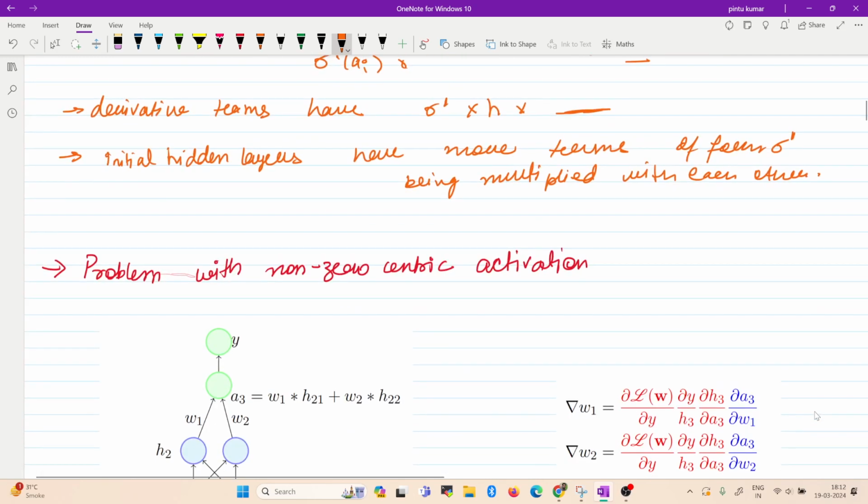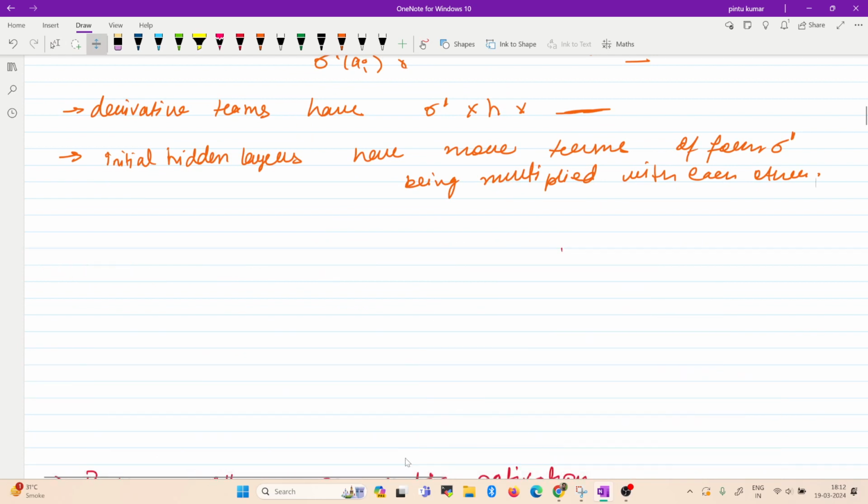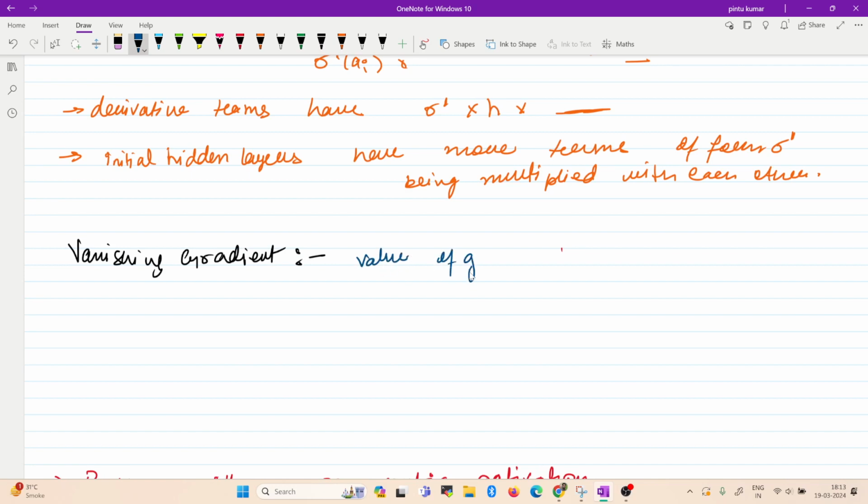Okay. So what is the vanishing gradient problem? Broadly speaking, vanishing gradient is when the value of the gradient that you have obtained is very small. That's why you are not making a lot of progress when you are doing the gradient descent method.